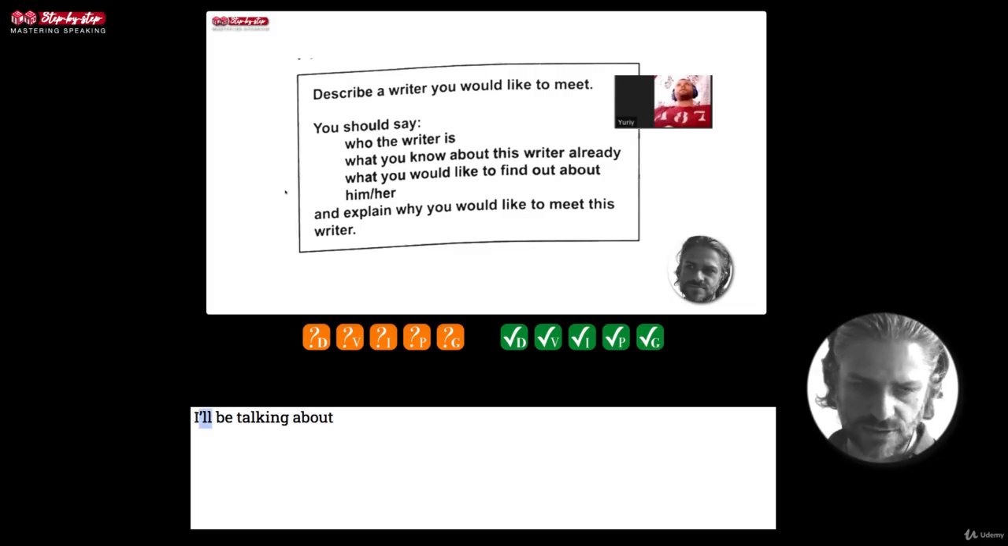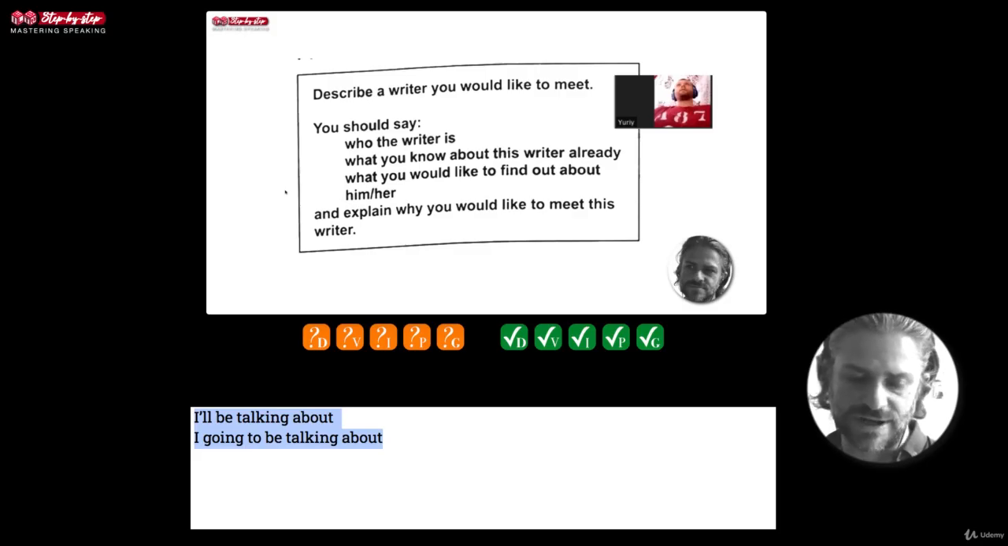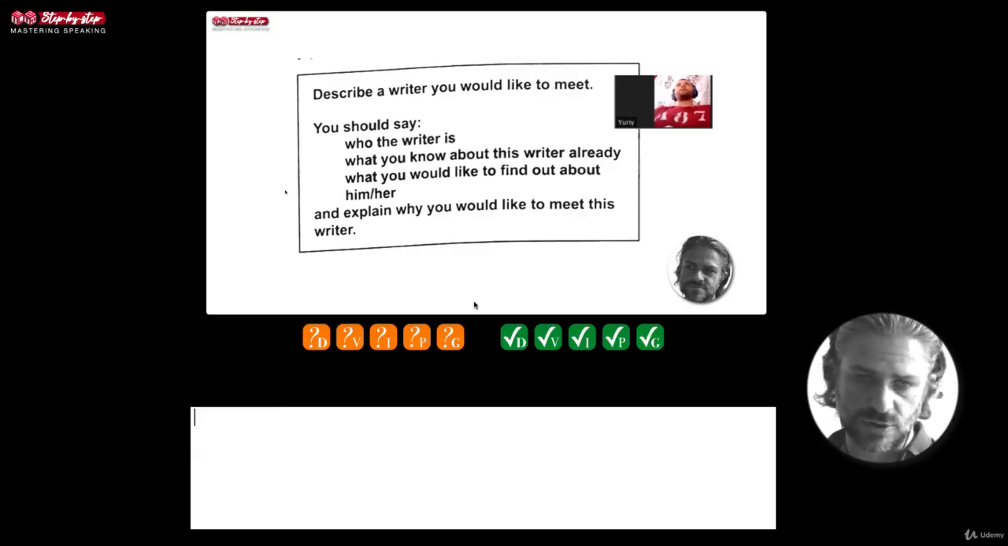Okay, so I like sports, and I'll be talking about, this is your chance to use the future continuous: I'll be, or I'm going to be talking about. We use this when it's something that is just in due course. It's: this is what I'm going to do, whether you like it or not. So I'll be talking about, even though I don't read much, I'm going to be talking about sports and writing in relation to this, and he's going to now talk about his teacher.